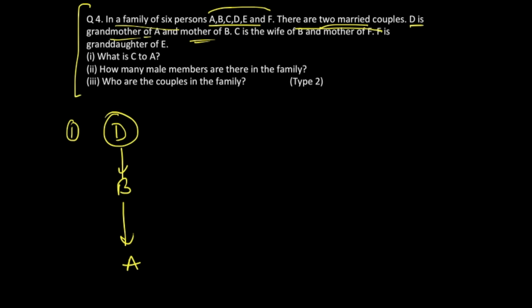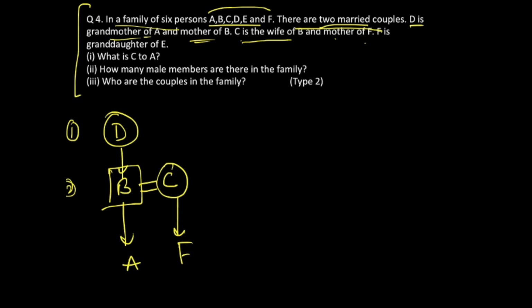Now the second step says that C is wife of B. So in the second step, you can write that since she is wife of B, B has to be a male, and the relationship between them can be indicated by using 2 arrows, and C is going to be a female, right? So this condition is holding true. And it is also said that C is wife of B and mother of F. So she is mother of F.